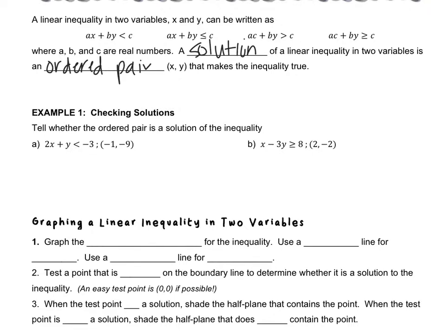So instead of x we put -1, and instead of y we put -9. So we get 2 times -1 plus -9, and if that is less than -3, then we know it's true. So I get -2 minus 9 is less than -3, and that is true, it's -11, so then it is a solution.